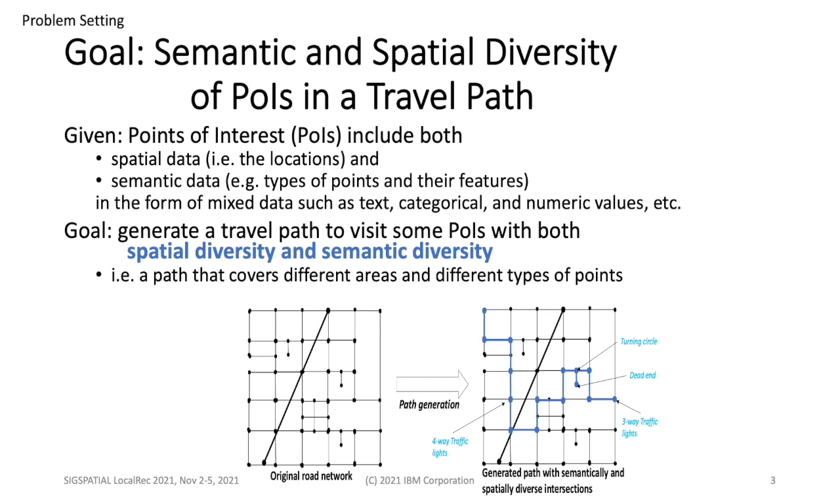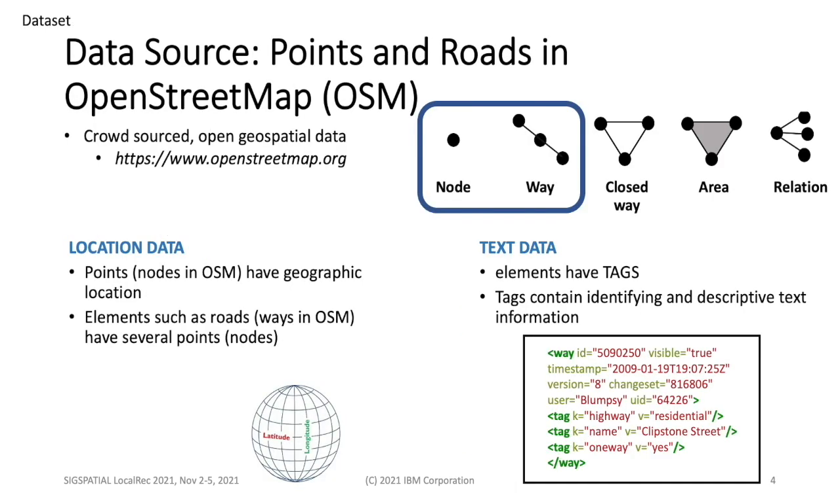In this case, the types of input data that we might use would be spatial data, which would specifically be the locations, as well as semantic data, which is the type of points and their features. So the data inputs in this case are mixed. So we'll have a combination of text, categorical, and numerical values. So the goal that we must ask ourselves is, using this type of spatial and semantic data, how can we create a series of points or generate a path for the automated driving vehicle to travel that will be both spatially and semantically diverse?